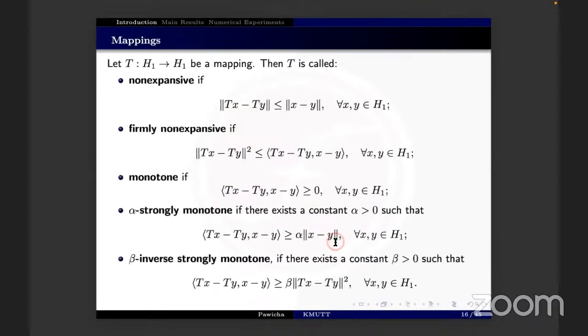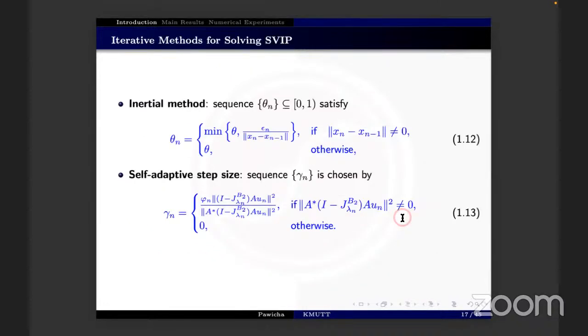And also, this is a class of non-expansive mapping. Let's say that when you study the nonlinear mapping, the famous one should be the non-expansive mapping. And also another class of non-expansive mappings, like firmly non-expansive mapping, or monotone, or alpha strongly monotone, or beta inverse strongly monotone, for example.